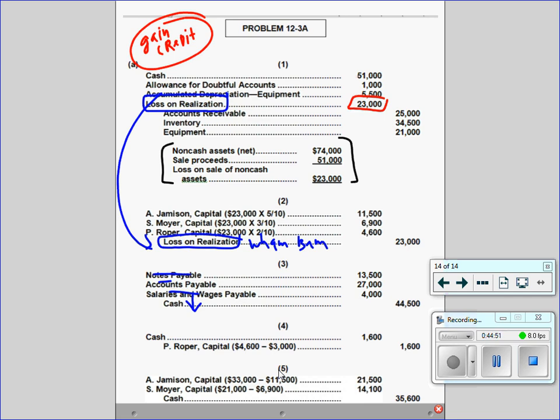You guys are rock stars because we finished everything I'd wanted to. Again, forming a partnership, sharing the net income, liquidating a partnership. Those were the 3 big activities from the chapter. We got through problem A. I'm very proud of you.